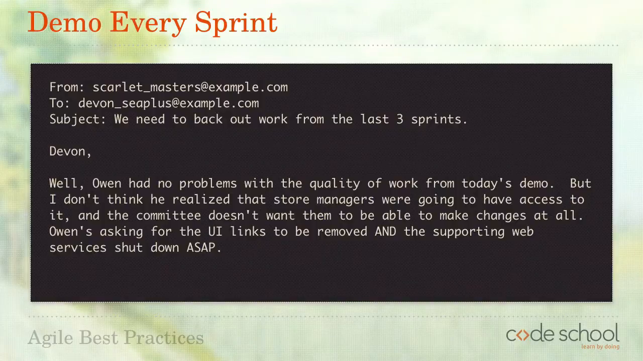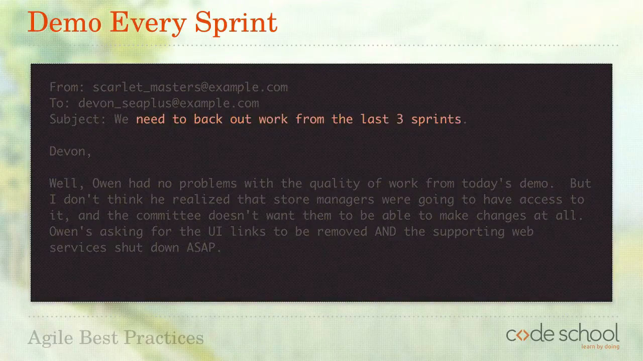Here we've got an email from the Scrum Master to one of the developers informing him that 3 sprints worth of work needs to be backed out of production. That's a significant amount of time and money, of course. And what was the source of this fiasco? A simple misunderstanding about the functionality that was being worked on.